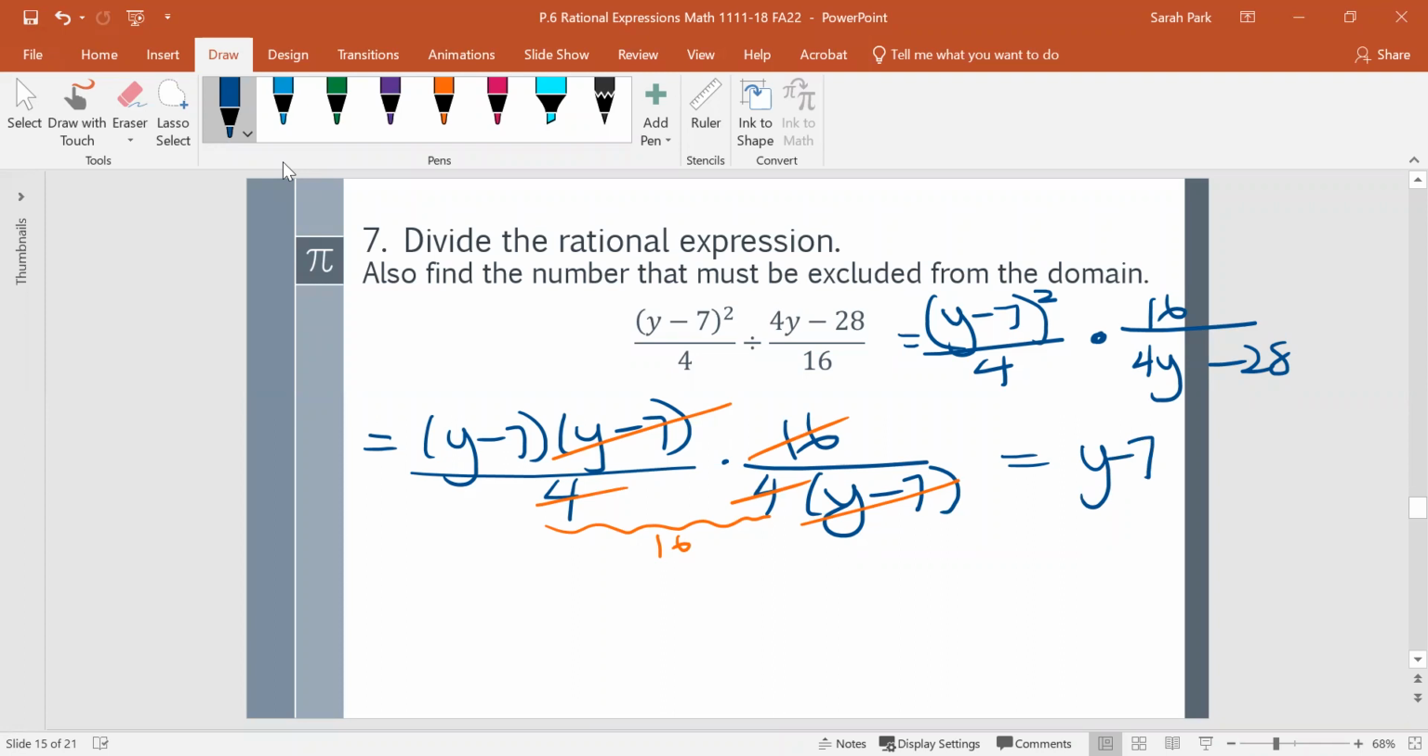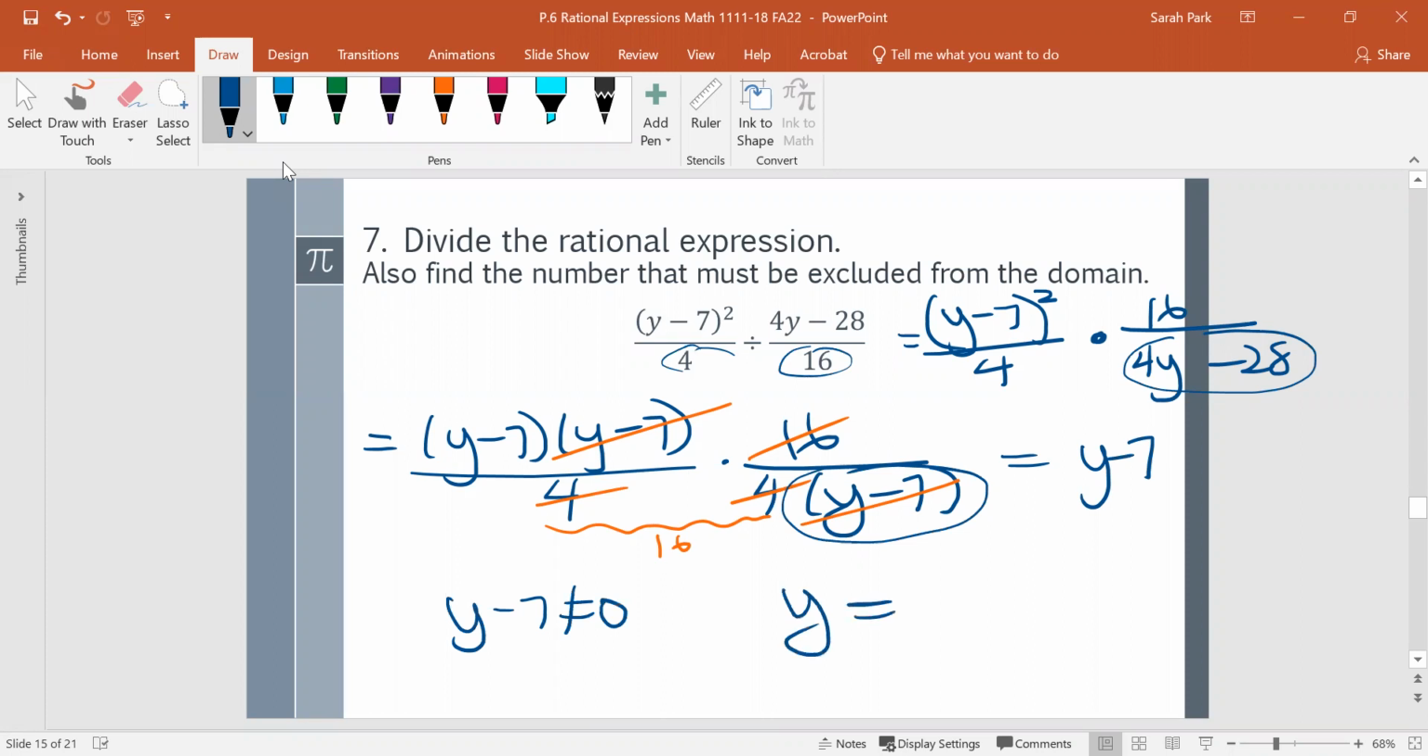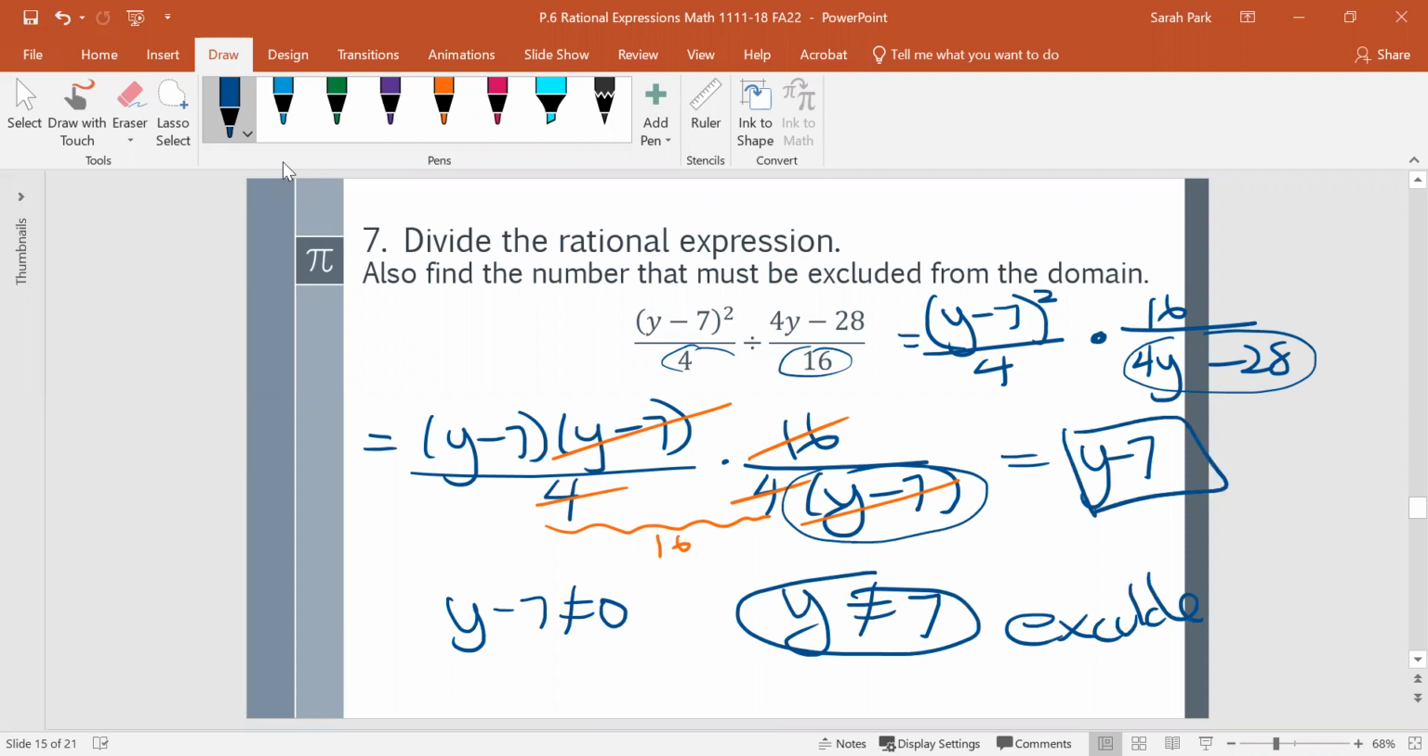Okay, let's find the numbers to exclude. If we look at what's in the bottom part, it's just the 4y minus 28, or the 4 and the 16. That's okay, that can never equal 0. So it's actually just that y minus 7 can't equal 0. So the number to exclude is just positive 7. We exclude 7, but the simplified rational expression is y minus 7.